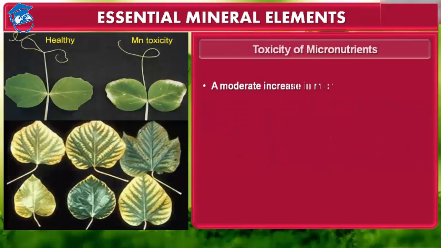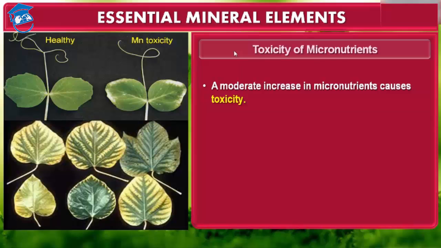Now, toxicity of micronutrients. The requirement of micronutrients is always in low amount. That means they are always required in trace amounts. While their moderate decrease causes deficiency symptoms, a moderate increase causes toxicity. In other words, there is a narrow range of concentration at which elements are optimum, students.